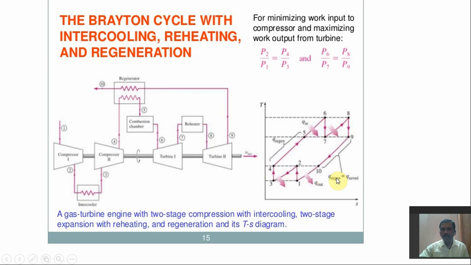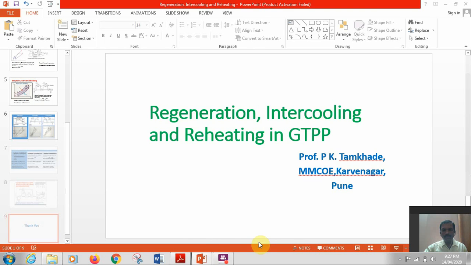Same is the thing about the reheating. P6 by P7 is equal to P8 by P9. P7 and P8 are equal, so P7 squared will be the product of low and high pressure. You will take the square root, and you will get the intermediate pressure, one and the same thing. Fine. Let us proceed after this for the numericals.